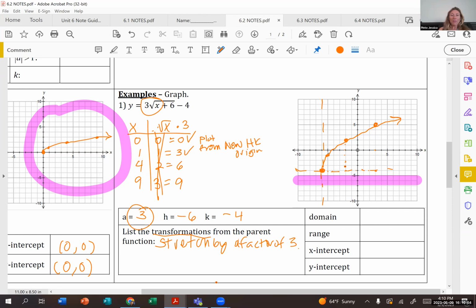Then I'm going to describe the left and right shift. So we can imagine this getting stretched by 3 first, right? And then we moved it this direction. So that's left 6. So shift left 6. And then for the k value, down 4.